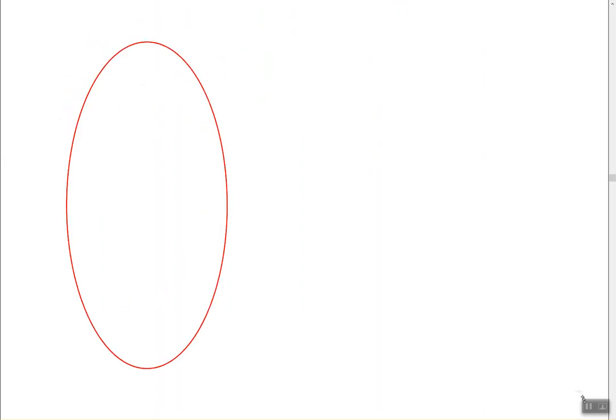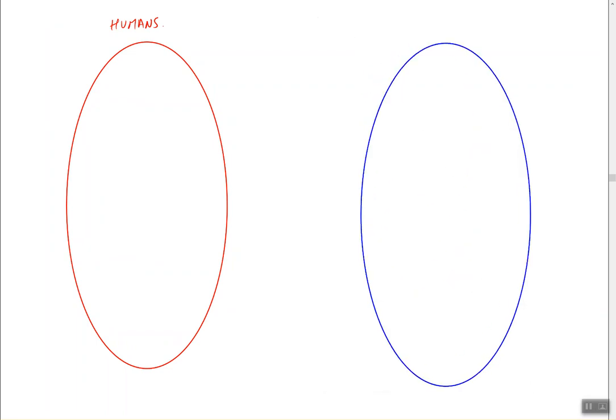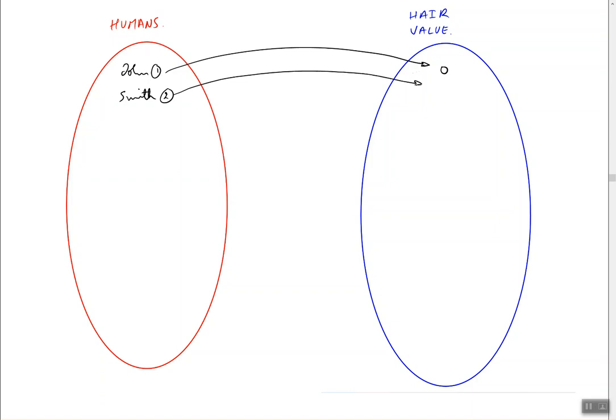First, I had a set that represents the people in the world. Then I had another set that represents the number of hairs possible. I'm calling it hair value. So let's say your best friend John is the first person that we're going to write. John is human 1, and he's got, let's say, 0 hairs. So we're going to make a function that describes how many hairs he's got. Then we have Smith. Let's say he's person number 2 on Earth, and he's got 1 hair.